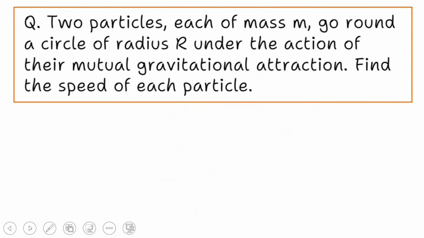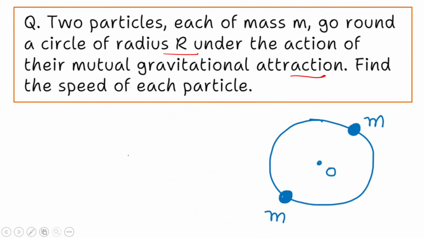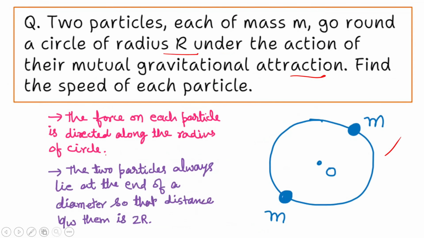Next numerical problem: two particles each of mass m go around a circle of radius r under the action of their mutual gravitational attraction. Find the speed of each particle. See, this is the diagram for the question. The force on each particle is directed along the radius of the circle, isn't it? The two particles always lie at the ends of a diameter so that the distance between them is 2r always.